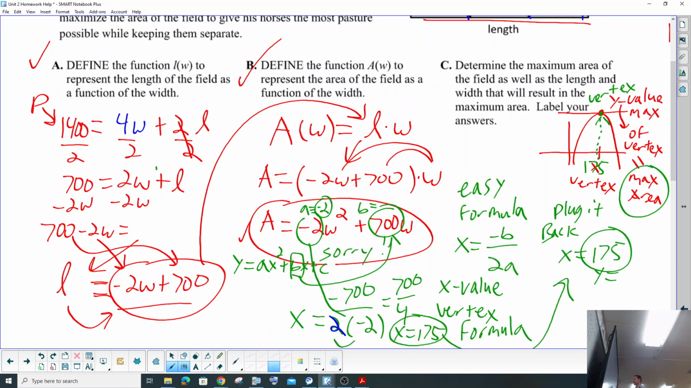So what's our equation again? It's negative 2W squared plus 700W, but we'll call it an x instead, basically. So negative 2x squared plus 700x. And we're just going to go ahead and plug it in there.